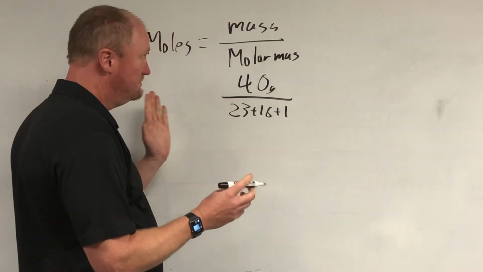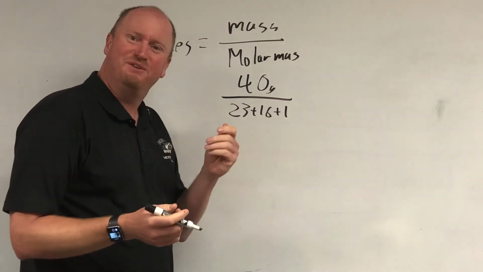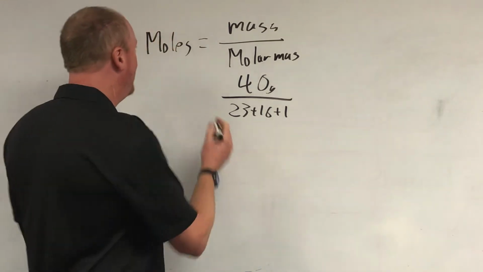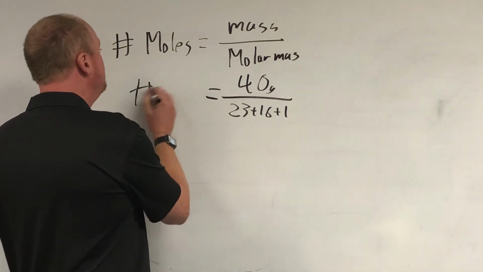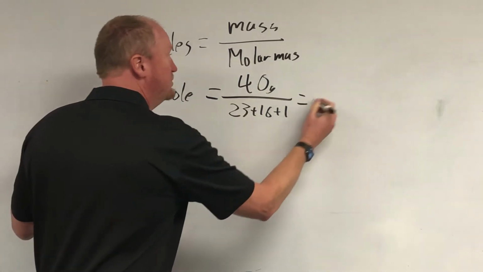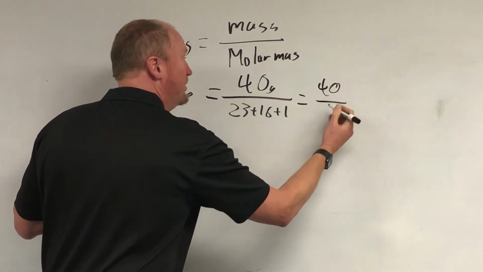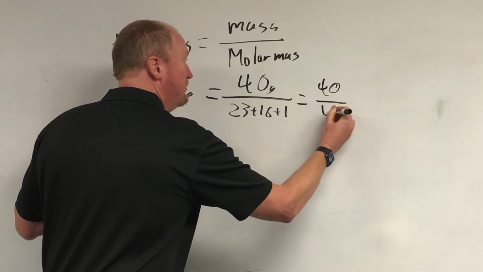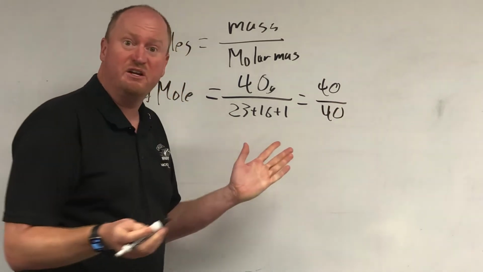So in this case, it was set up very nicely. The number of moles ended up being equal to 40 over 40, and that turned out to be 1.